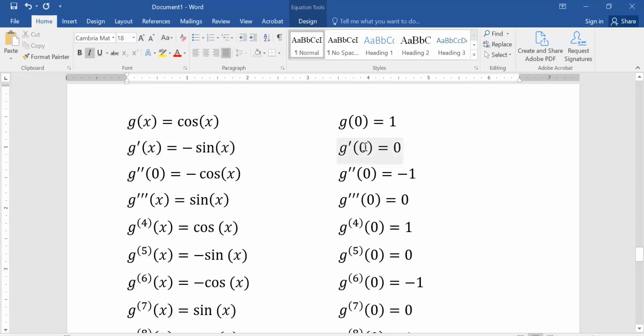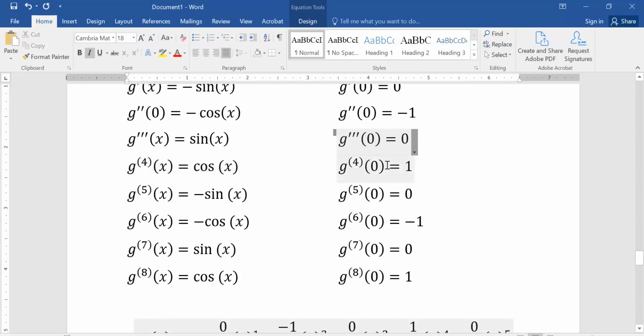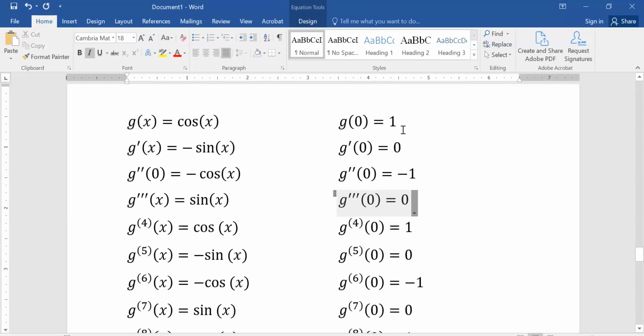Into sine, you end up with 0. Into cosine, you end up with 1. So negative cosine, plug in 0, you get negative 1. Sine, you plug in 0, you get 0. Cosine, you plug in 0, you get 1. Negative sine, you plug in 0, you get 0. Negative cosine, you plug in 0, you get negative 1. So we have this pattern which goes 1, 0, negative 1, 0, 1, 0, negative 1, 0, when I plug in my center into the derivatives of my function here.